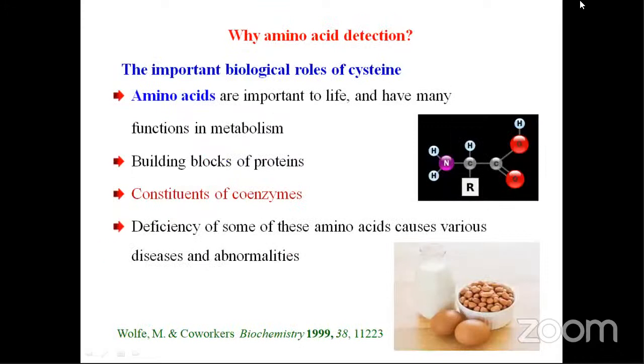Before going to that, why is amino acid detection important? This is a very important topic because amino acids have an important biological role, and they have many functions in metabolism. All of you know this very well, it is basic, but the detection of amino acids is an emerging field.